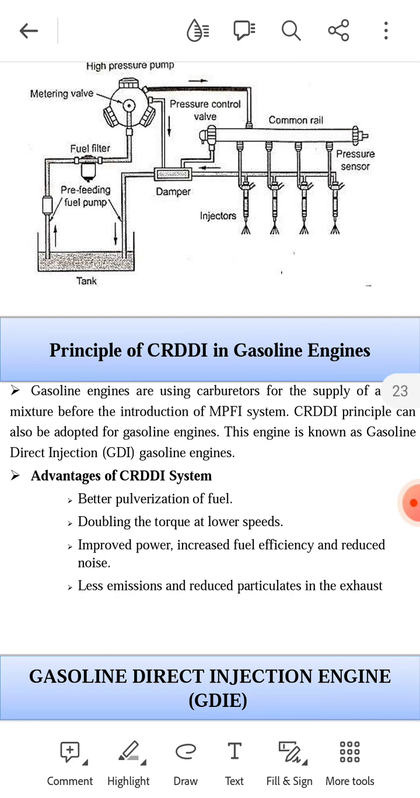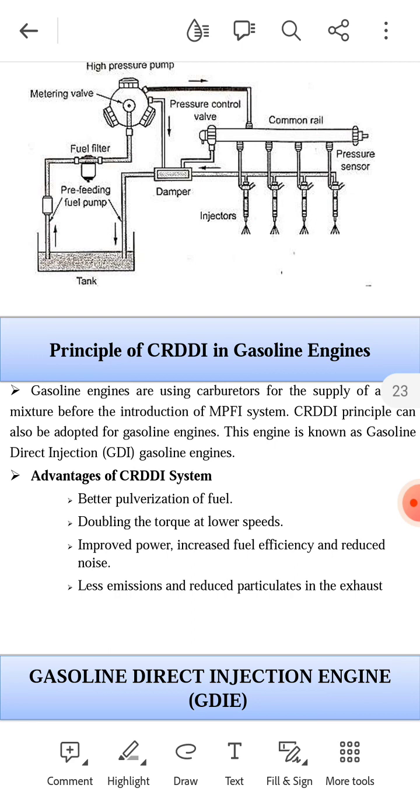The principle of CRDI: gasoline engines were using carburetors for the supply of a mixture before the introduction of the MPFI system. The CRDI principle can also be adopted for gasoline engines. This engine is known as the gasoline direct injection engine.